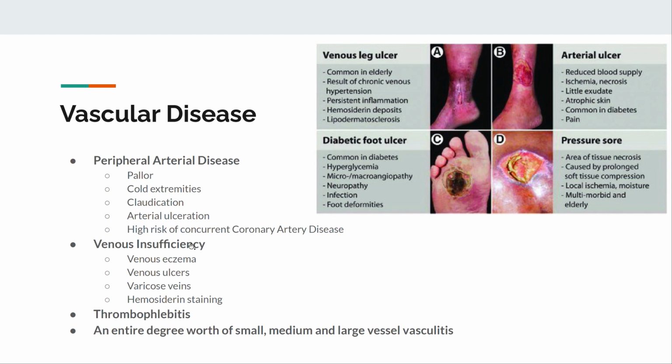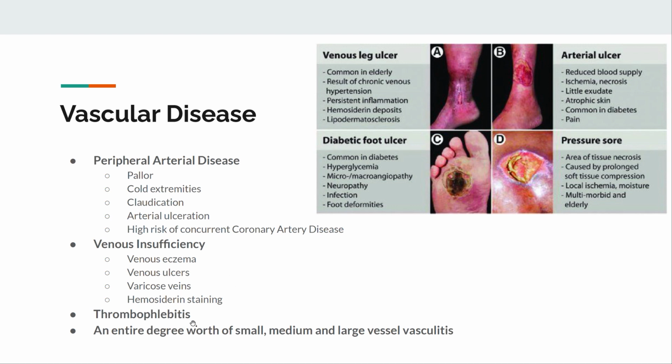Venous insufficiency has this process of venous eczema where you get a scaly, hemosiderin-stained, swollen lower limb that can have varicose veins, and you can have venous ulcers, which look a bit different. They're not punched out. You just kind of have to look at pictures to appreciate the difference.